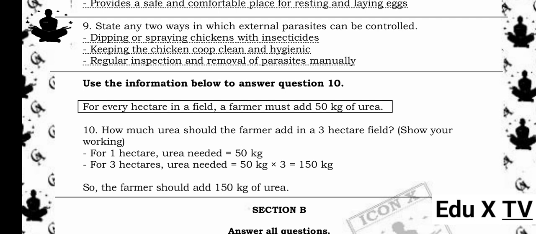Use the information below to answer question 10. For every hectare in a field, a farmer must add 50 kg of urea. 10. How much urea should the farmer add in a 3-hectare field? (Show your working.)